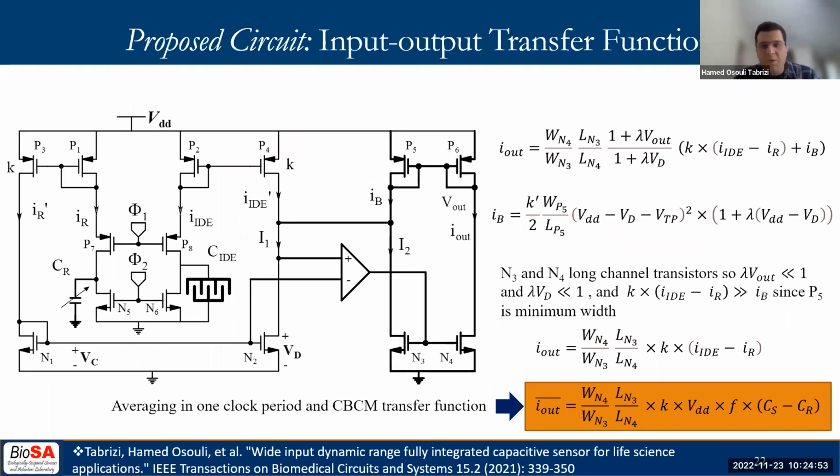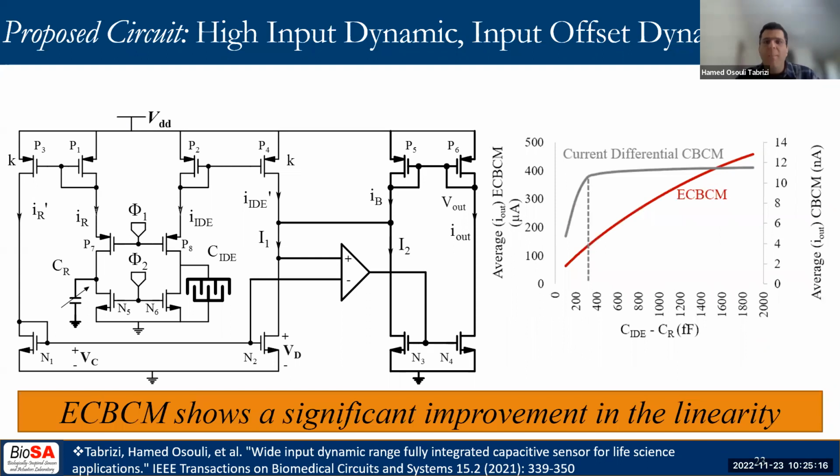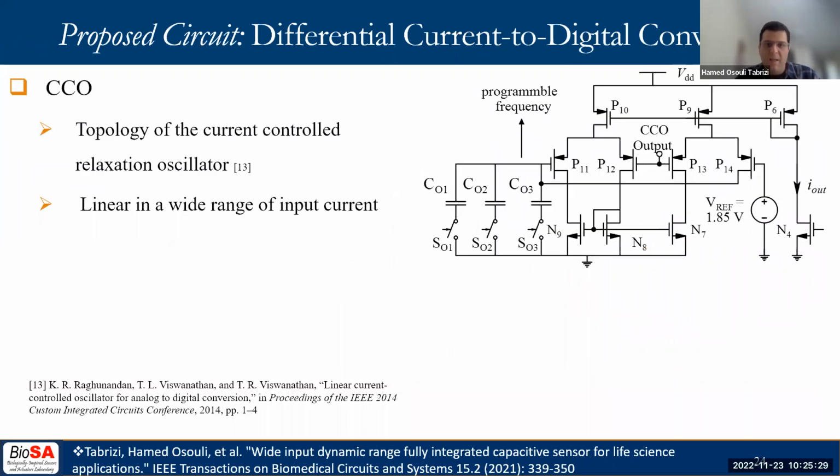Here, these equations represent the transfer function of the eCBCM circuit. With some considerations in the sizing of the devices, the pseudo-linear transfer function becomes a linear function, where the average of the output current here is linearly proportional to the difference of the capacitors, or the input differential capacitor. A comparison between the linearity of eCBCM and current differential CBCM is shown in the simulation results, for which we have used real sizes from literature. eCBCM shows a significant improvement in the linearity.